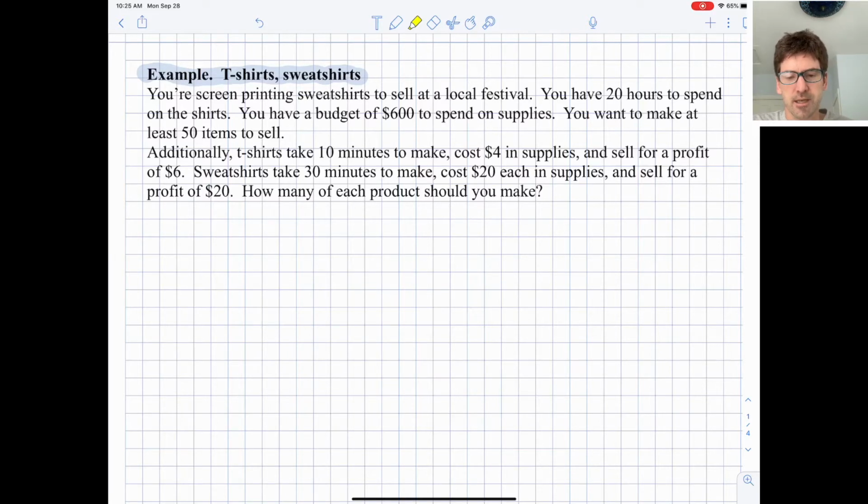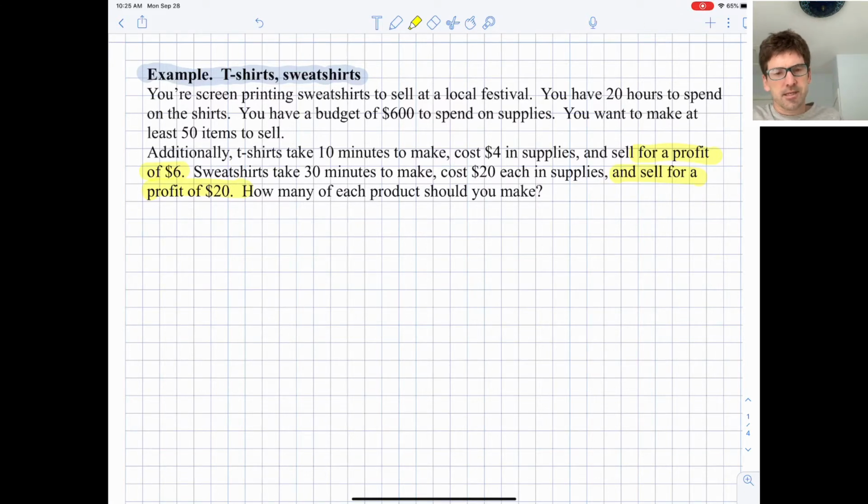Additionally, t-shirts take 10 minutes to make, cost $4 in supplies, and sell for a profit of $6. And then some more information for sweatshirts. What I'm going to highlight in yellow here are the pieces that go into our objective function. So we're not going to worry about those quite yet. We need to worry about the constraints first. So we're going to try to maximize profit, but we'll save that for the end.